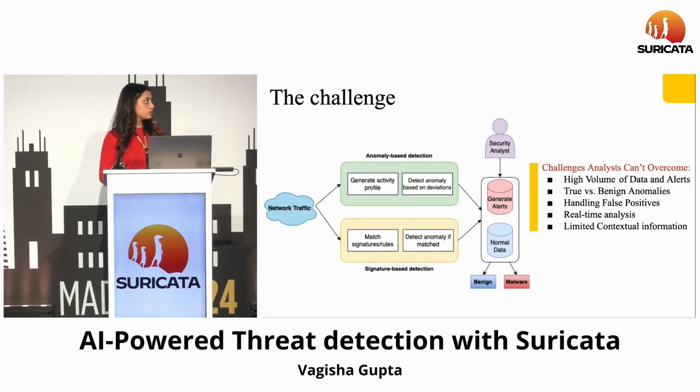So what is the challenge with these approaches? Anomaly-based detection and signature-based detection, both of these generate alerts and normal data. So as the network traffic grows, a huge volume of data and alerts are generated from the raw traffic. The security analyst has to review those alerts manually to see whether it's actually a genuine alert, or it can be benign and marked as normal traffic.